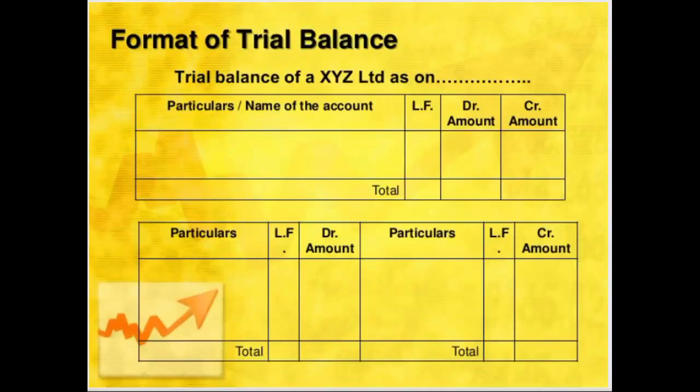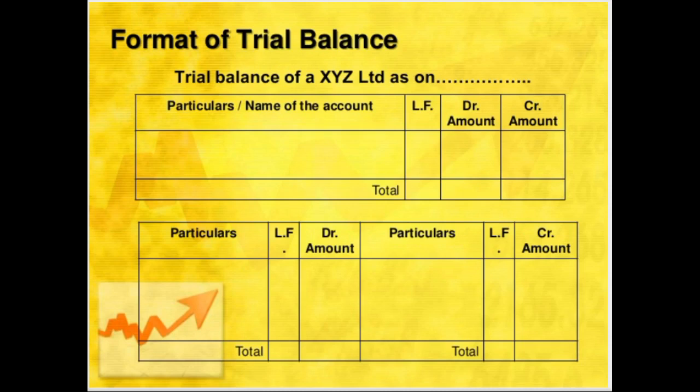In the previous video, we have learned about the objective and advantages of trial balance. So let us move further and see the format of trial balance. Here, the first column, particulars or the name of the account has to be written for any particular company. Then the next column is for ledger folio. After that, two columns would be there for debit and credit balance.